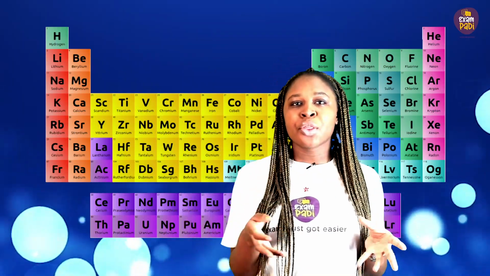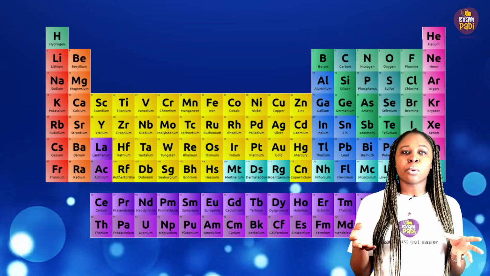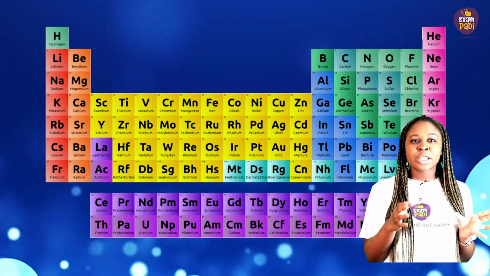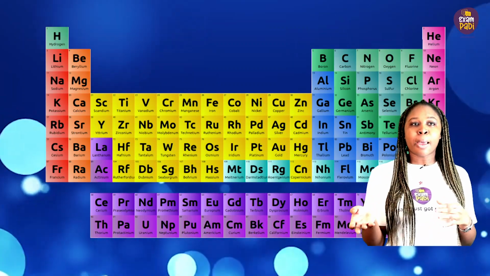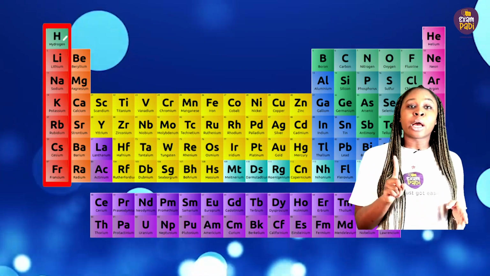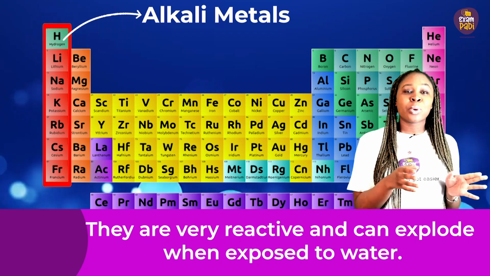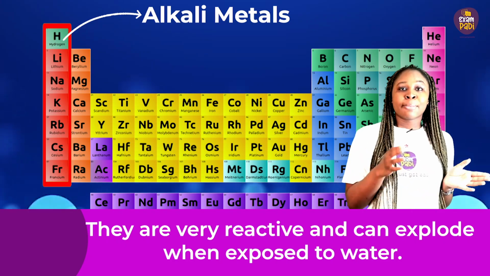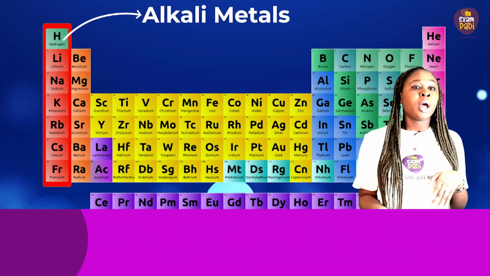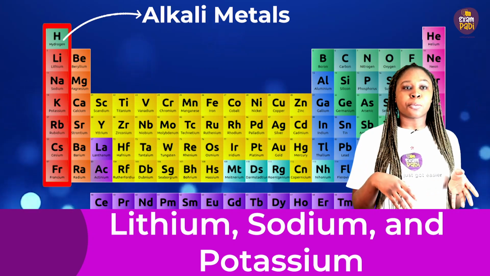Now, let's talk about the different groups on the periodic table. The elements in each group have similar properties. For example, the elements in group 1 are called alkali metals. They are very reactive and they can explode when exposed to water. Some examples of alkali metals are lithium, sodium, and potassium.